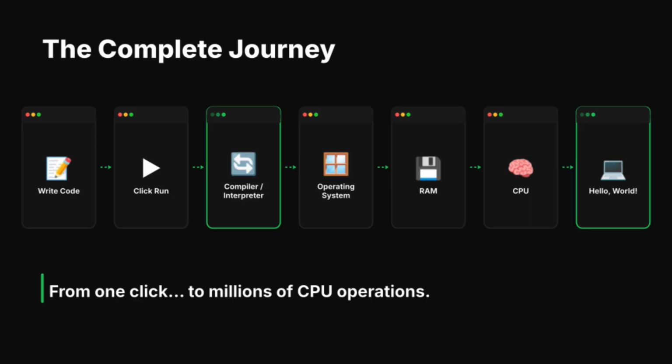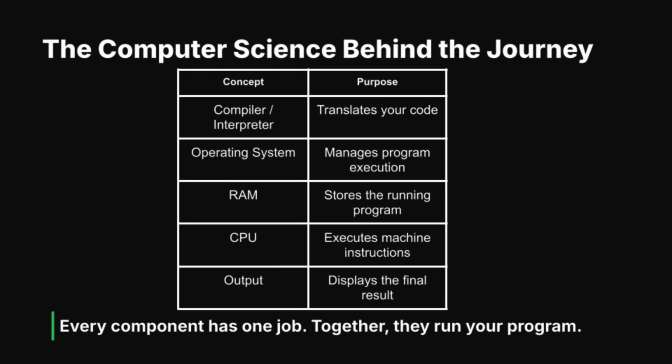Then the operating system steps in and prepares everything that is needed to run the program. Next, the program is loaded into RAM where the CPU can access it quickly. Finally, the CPU starts executing the instructions one by one. All of this happens just by clicking a run button. We've covered a lot in just a few minutes, right?